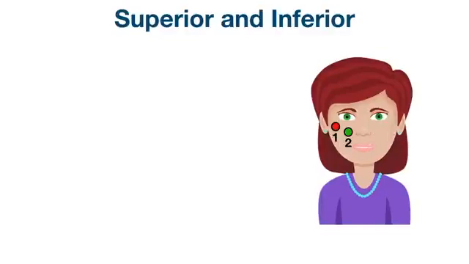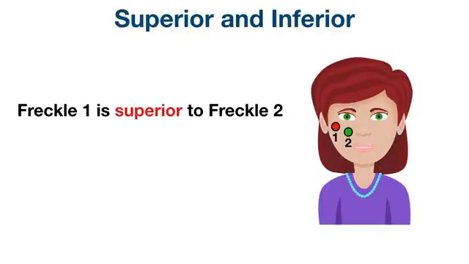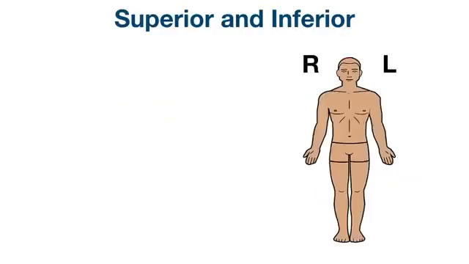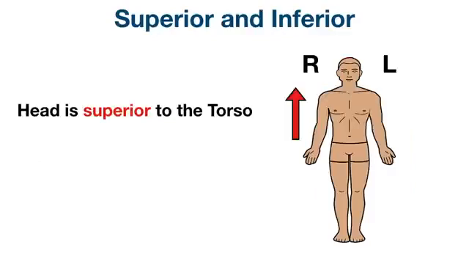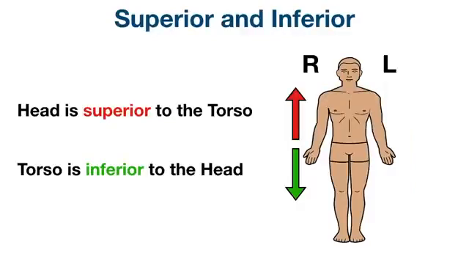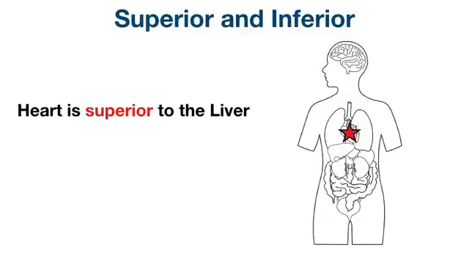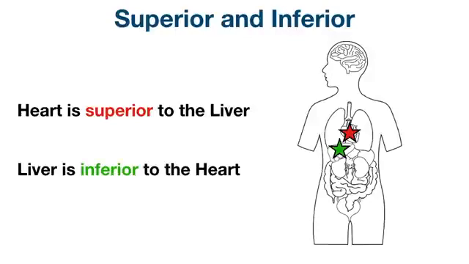And if we go back to our freckle example, we can see freckle 1 is superior and lateral to freckle 2, and freckle 2 is inferior and medial to freckle 1. If we go back to our original image, we can see the head is superior to the torso, and the torso is inferior to the head. Finally, we can apply these terms to internal structures as well. For example, the heart is superior to the liver, and the liver is inferior to the heart.